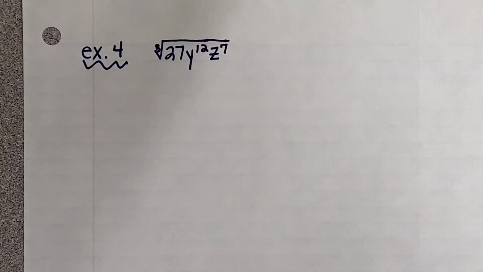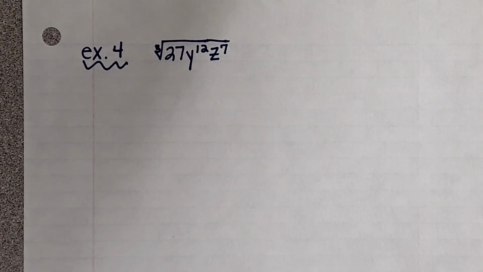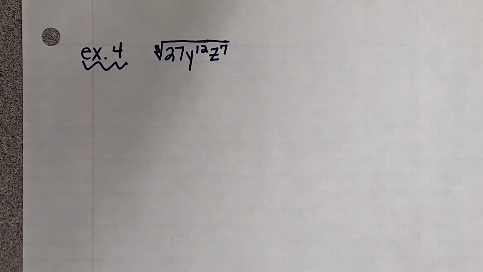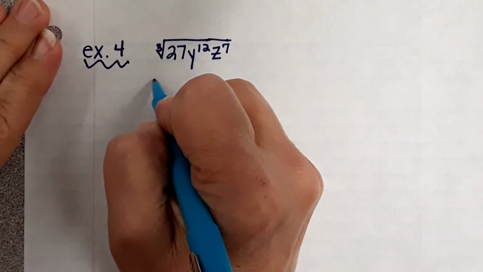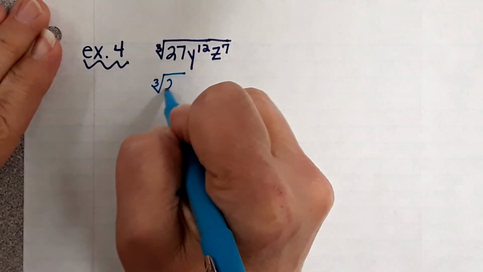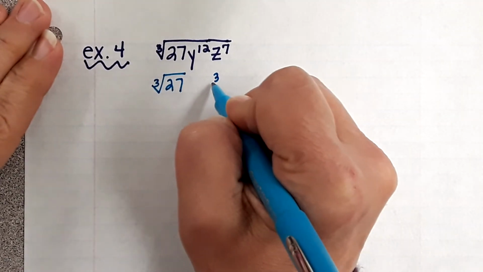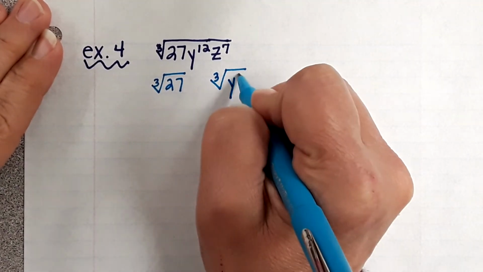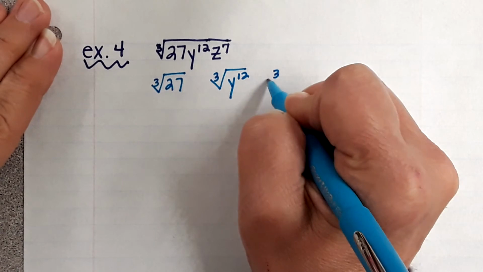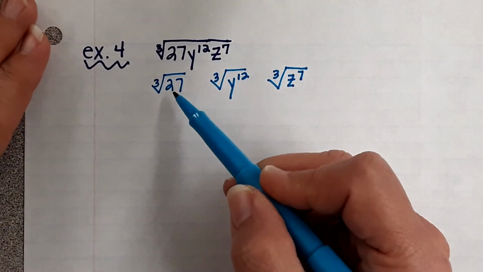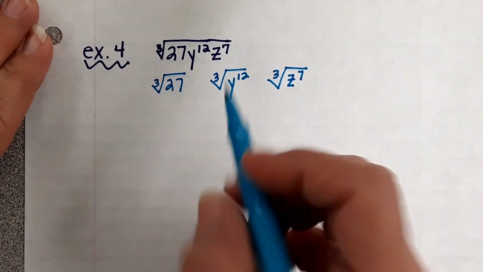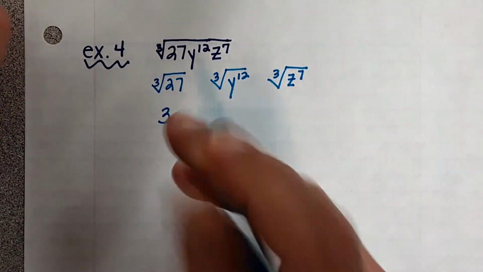Here's example 4. Okay, so in this problem, we have 3 parts again. So I have the cube root of 27, I have the cube root of y to the 12th, and I have the cube root of 7z. 27 is a perfect cube, and that gives me 3. So there's nothing else again.